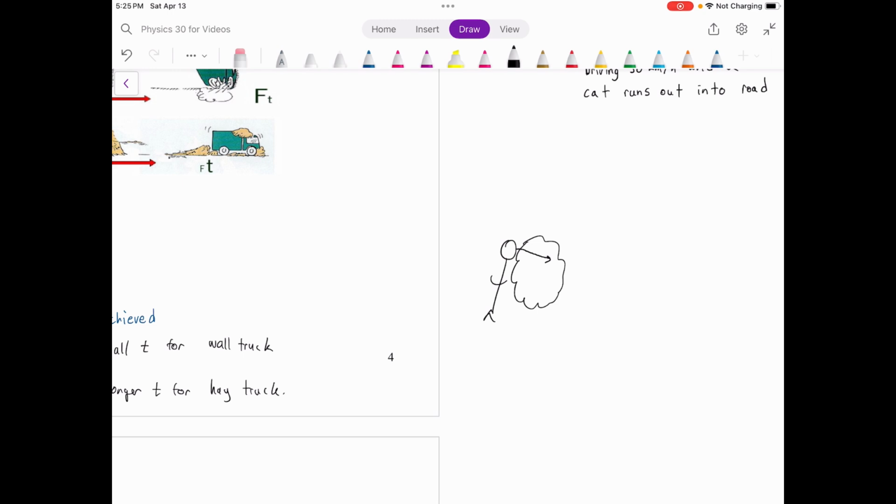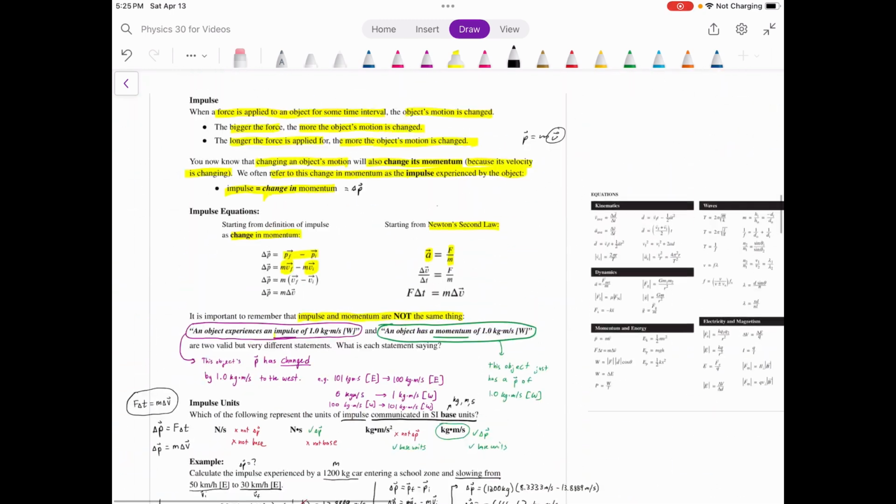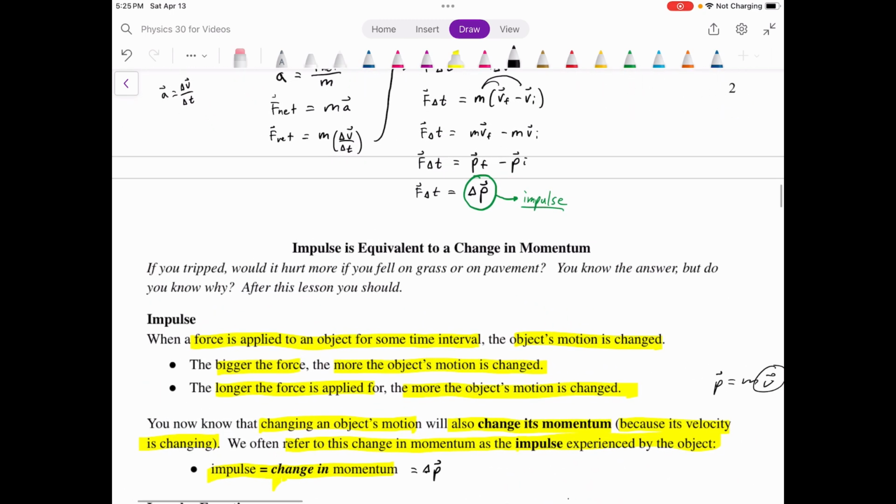Compare that to, instead of the airbag, if you just hit the solid steering wheel, you're coming to a stop basically instantly. The steering wheel has no give, right? So you achieve that impulse in a very short amount of time, which means there's a very large force exerted on you, right? So if we return to this question that we started out this section on impulse with, would it hurt more if you fell on grass or pavement? We know the answer is grass, but now we can say it would hurt less on grass, it would hurt more on pavement. Now we can say why, right?